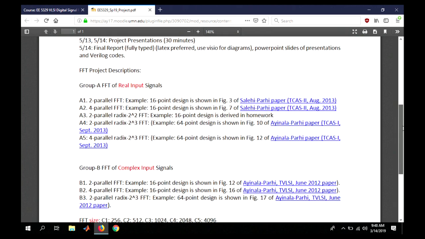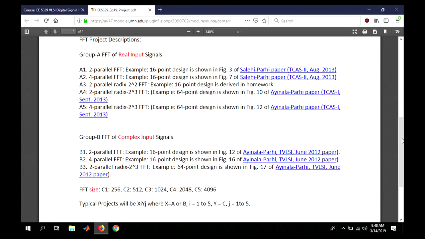What exactly are these projects? I've listed a number of them here corresponding to so-called real input and complex input. Read these, and there are citations here for different papers to look at, and the point size of the FFT. So a typical project, I plan to assign you, unless you have another idea and want to do something else, in which case send me email. I'm open to discussing those with you.